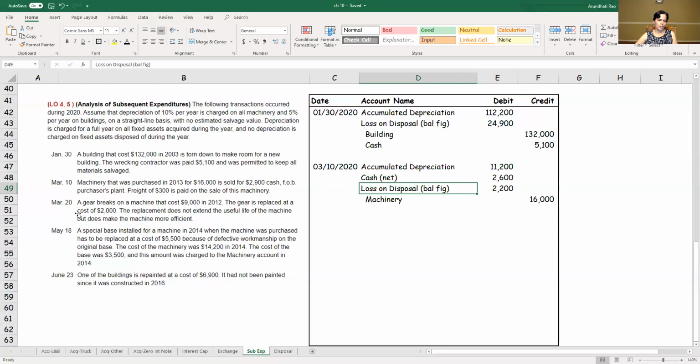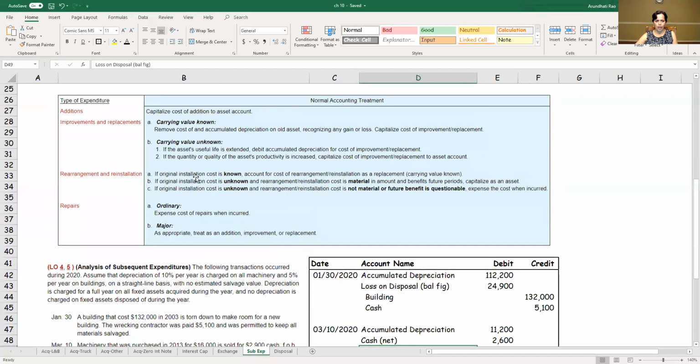Let's look at the third transaction. A gear breaks down on a machine that cost $9,000 in 2012. The gear is replaced at a cost of $2,000. The replacement does not extend the useful life of the asset, but does make it more efficient. So I do not know the amount that was paid for that old gear. What I do know is that they've told me the quality and quantity, the productivity, has increased, okay?